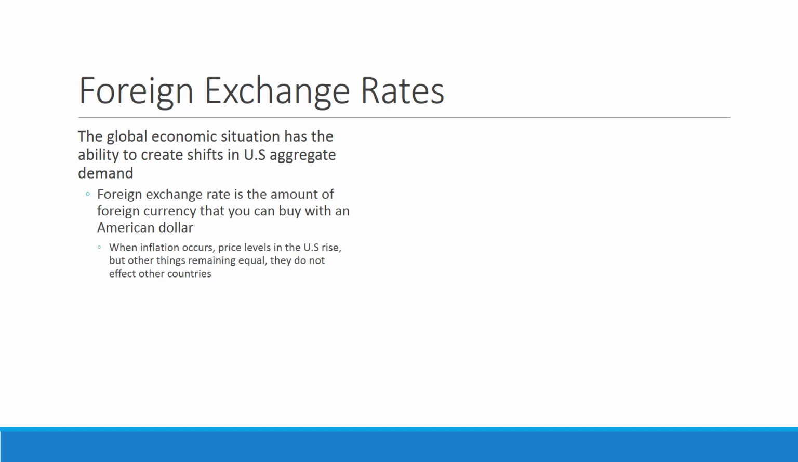So when inflation occurs, price levels in the US rise. But other things remaining equal, they don't affect other countries. So they're separate from each other. Now remember, of course, this is other things remaining equal. There are factors involved here that can cause them to go the same direction.